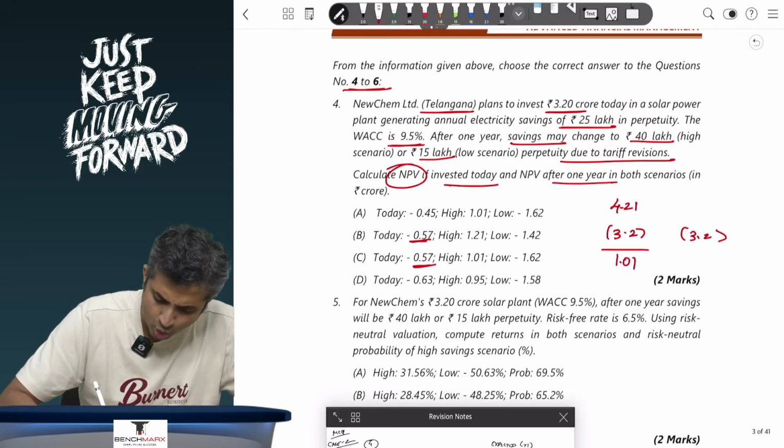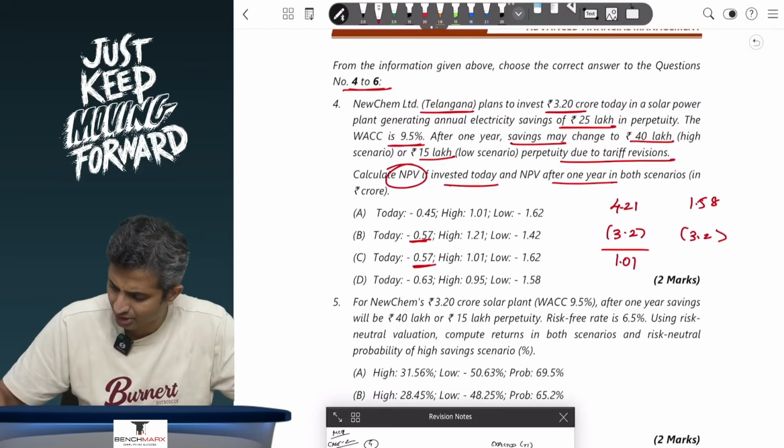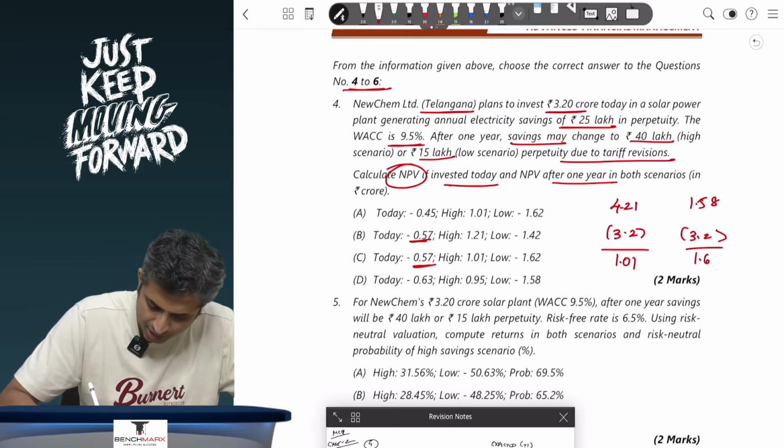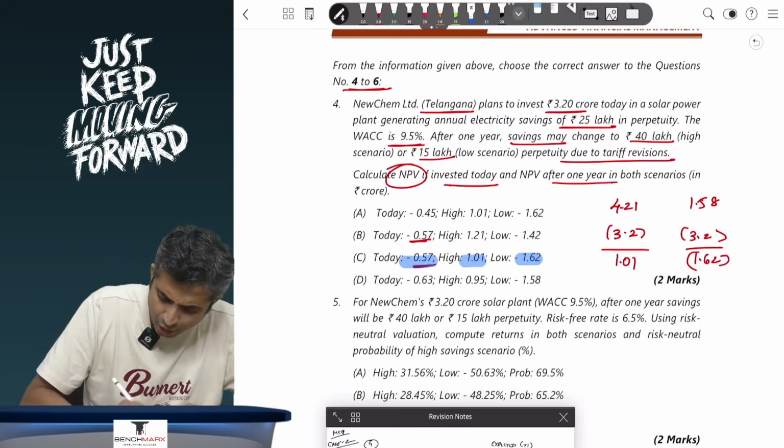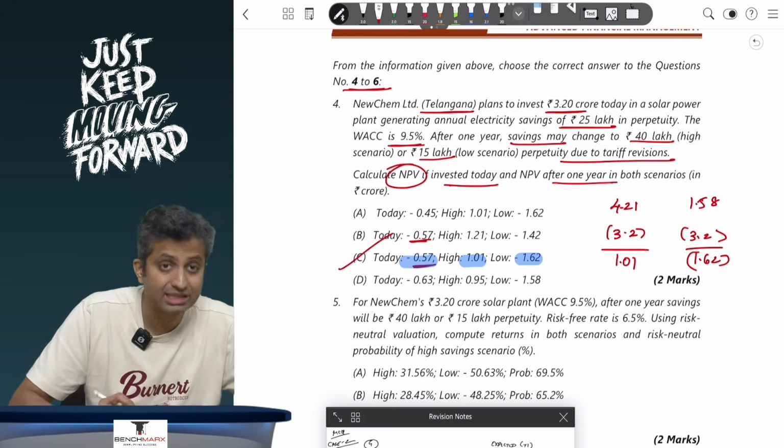And in terms of low, this is 15.15 divided by 0.095. This is 1.58 approximately, minus 3.2. This comes to a negative 1.62. So maybe 57, 1.01, 1.62. Your answer should be C.